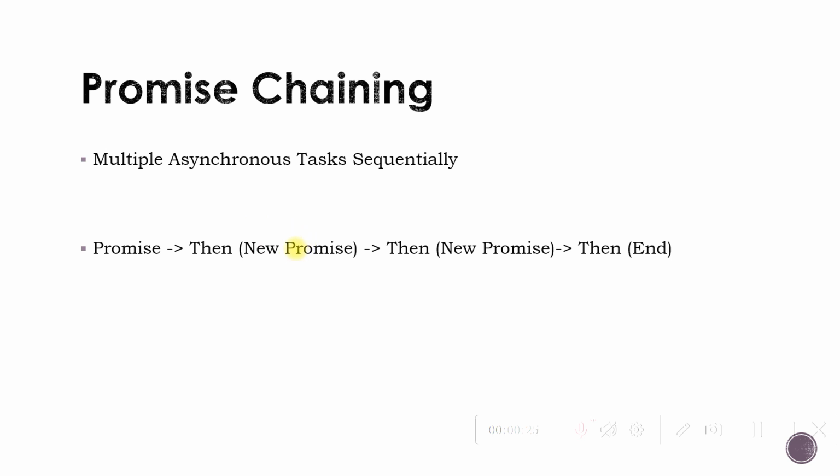Again, that new promise will have a then block. That then block can have another new promise that will return another new promise, and so you can keep on chaining promises on the then block, and this is how we can create promise chaining. We can see an example for this.